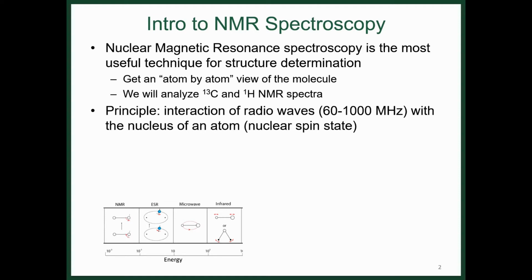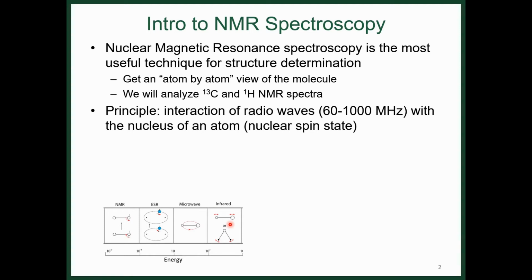The main interaction that we're looking at here is an interaction of radio waves with the nucleus of an atom to change the nuclear spin state. Now, unlike IR spectroscopy, this is a very small energy change here. So we're typically dealing with very small energy interactions compared to the bond stretching interactions, which take a lot more energy to change in a molecule.